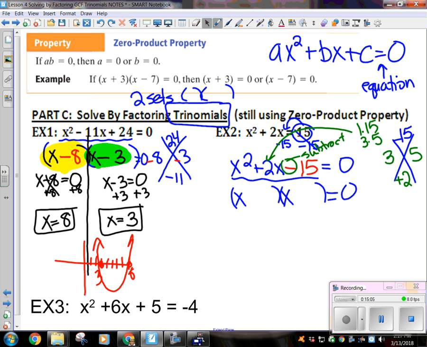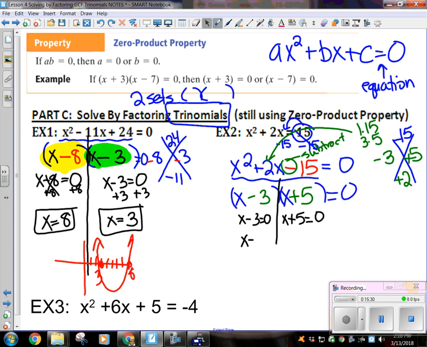There you go. The sign of the middle wins the sign of the bigger number, or the bigger number wins the sign. So it has to be positive with 5 and what? Negative with 3. So negative 3, positive 5. That's not my final answer. I'm going to split down the middle, and then x minus 3 equals 0, x plus 5 equals 0.